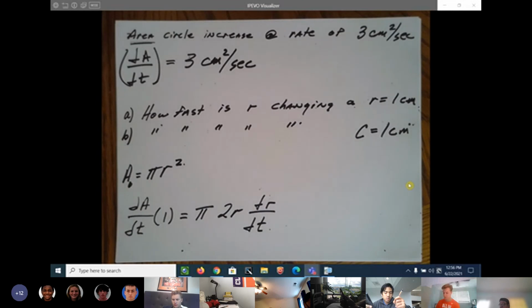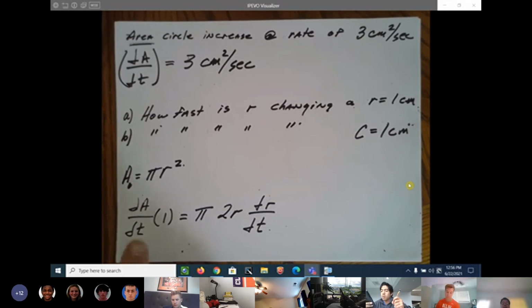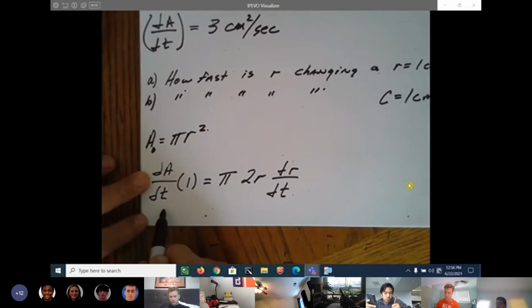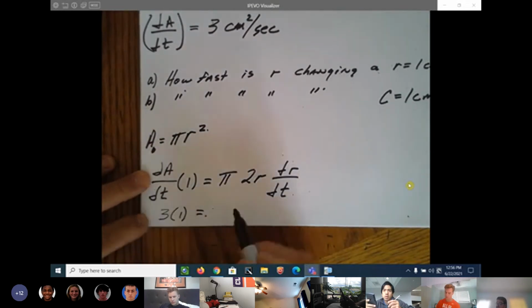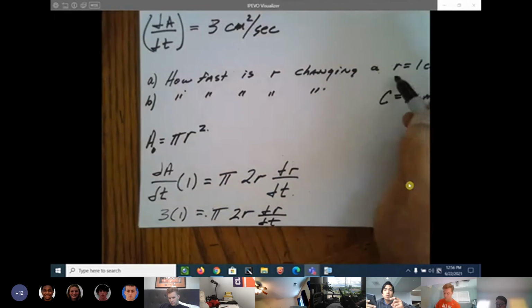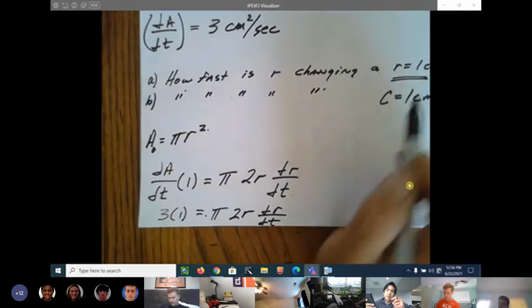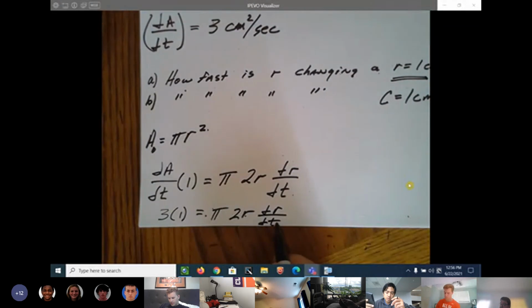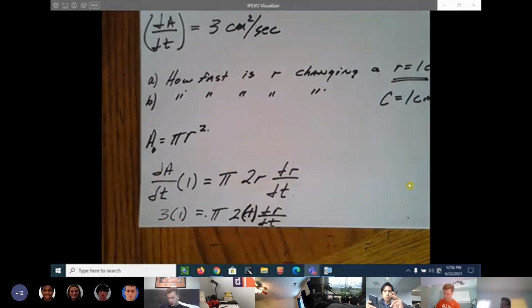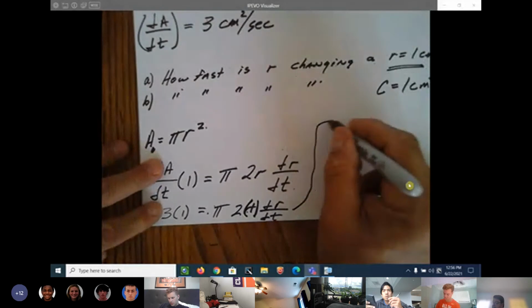I'd go ahead and plug in that 3 right here. And that'll give me 3 times 1 is equal to pi 2r dr/dt. Wait a minute. r is equal to what? To 1 centimeter. So you can plug that in right here, and that's all you gotta do is simplify it. Plug in 1 right here. And now just simplify it.